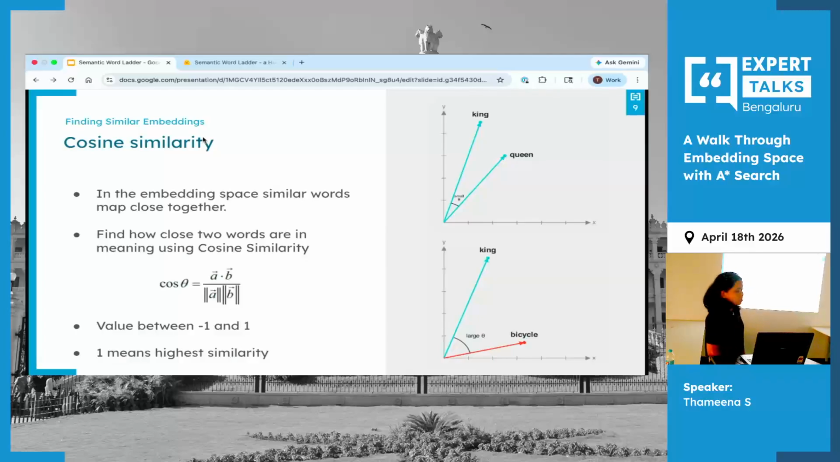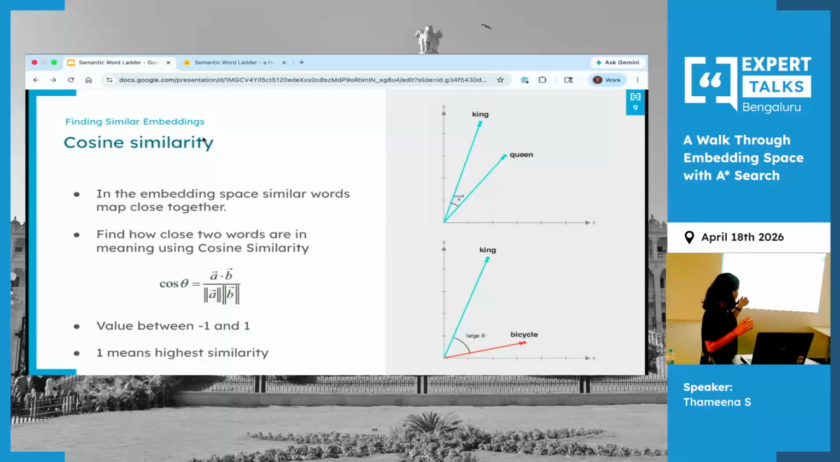Okay, so talking about cos theta. If you all remember what we learned in trigonometry, if the angle between two vectors is 0, which means they are pointing in the same direction, cos 0 is 1. And if they are 90 degrees, cos 90 is 0. And cos 180, which means they are in opposite directions, is minus 1, right? So cos theta has a value between minus 1 and 1.